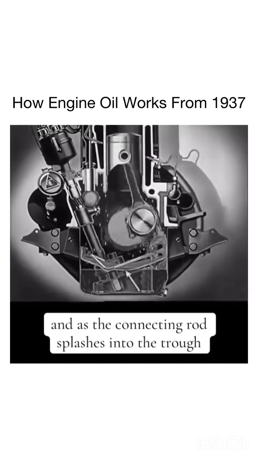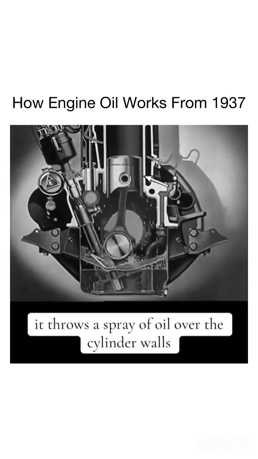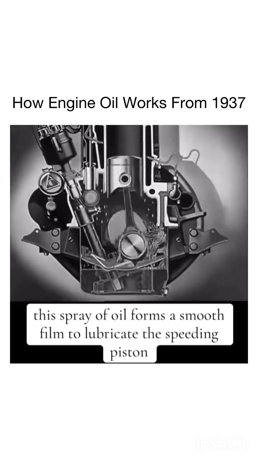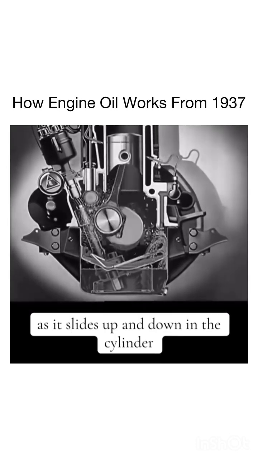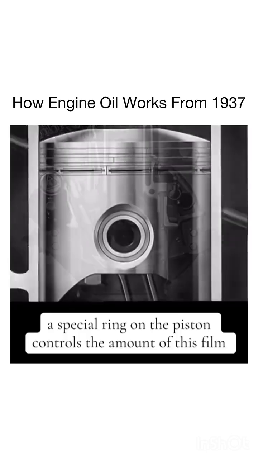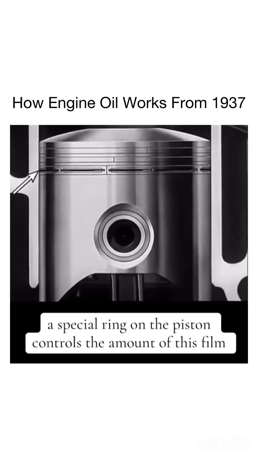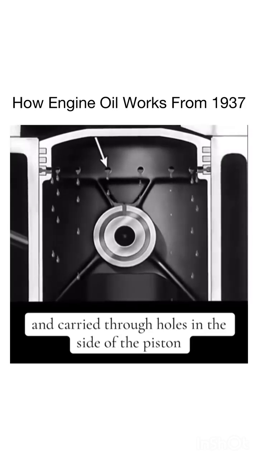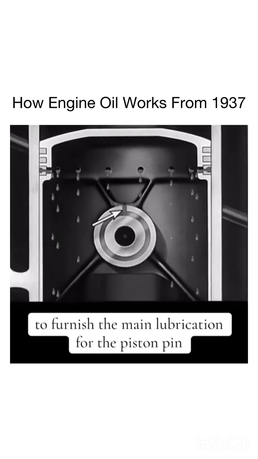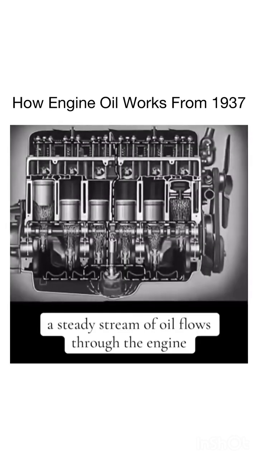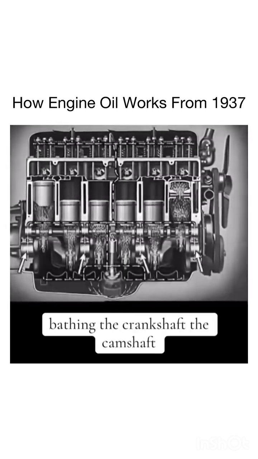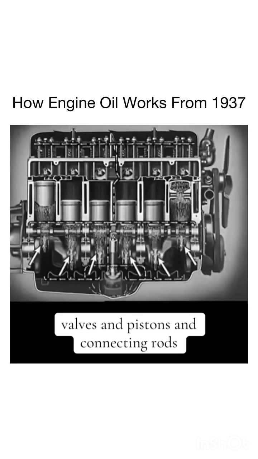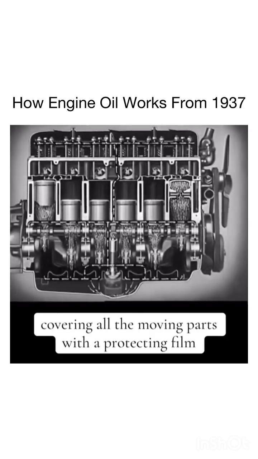And as the connecting rod splashes into the trough, it throws a spray of oil over the cylinder walls. This spray of oil forms a smooth film to lubricate the speeding piston as it slides up and down in the cylinder. A special ring on the piston controls the amount of this film. The excess oil is scraped off and carried through holes in the side of the piston to furnish the main lubrication for the piston pin. A steady stream of oil flows through the engine, bathing the crankshaft, the camshaft, valves, and pistons and connecting rods, covering all the moving parts with a protecting film.